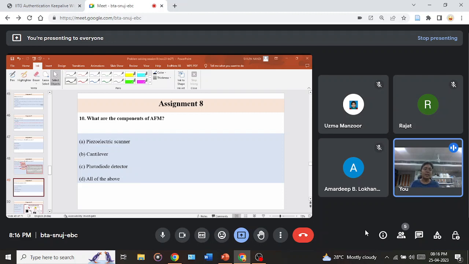If you go through the lectures, you will get the principle of it. And if you want to know exactly how this works, you can Google any of the images of AFM present on the internet to get an idea of how it works and what components it has. Amardeep said that the answer is D, that is all of the above. If anyone has any other guesses, otherwise we'll move on to the answer.